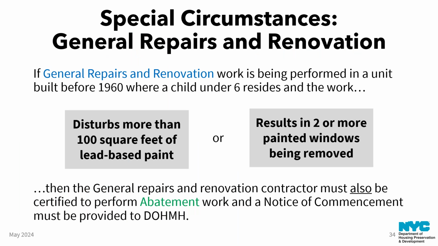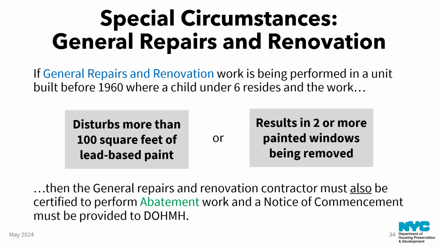Now, under Local Law 1, there's a special circumstance for certain kinds of general repair and renovation work. And that's to say that if general repair and renovation work is being performed in a situation where Local Law 1 applies, so the building is built before 1960 and a child under 6 resides, and it's a very large job, which is defined as a job that's going to disturb more than 100 square feet of lead-based paint in a room, or result in 2 or more painted windows being removed. Then there are some additional requirements.